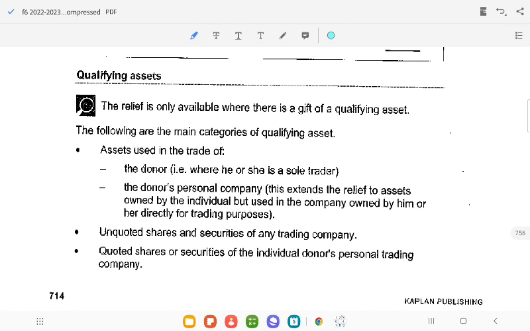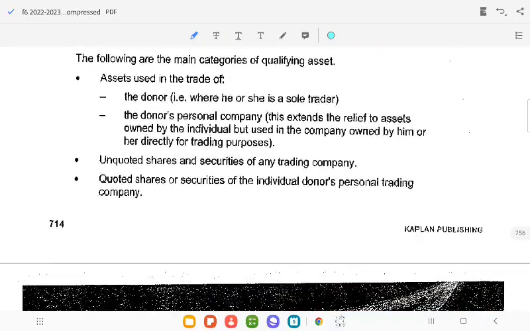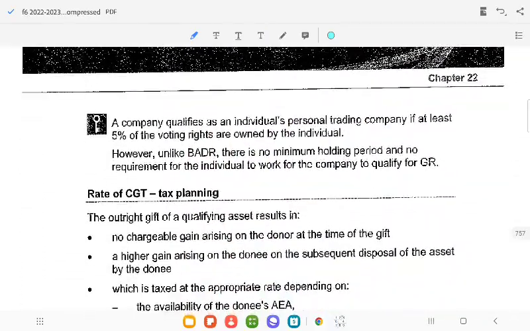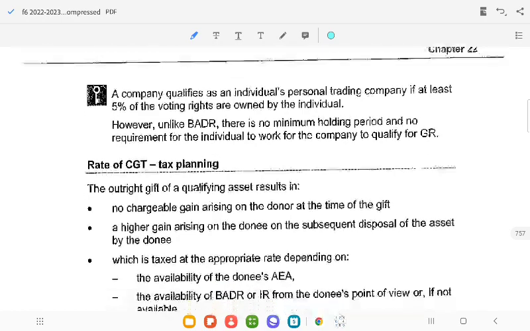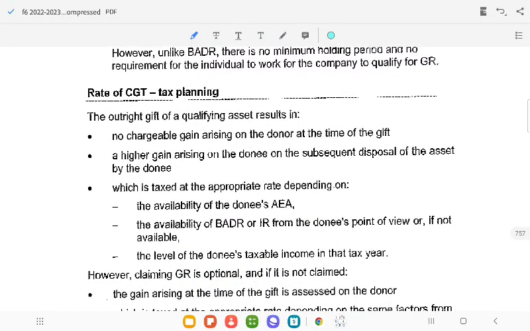The relief is only available where there is a gift of a qualifying asset. The categories of qualifying asset are: an asset used in a trade of the donor or the donor's personal trading company, unquoted shares and securities of any trading company, and quoted shares and securities of an individual donor's personal trading company. A company qualifies as an individual's personal trading company if at least 5% of the voting rights are owned by the individual. But unlike BADR, there is no minimum holding period and no requirement for the individual to work for the company to qualify for gift relief.